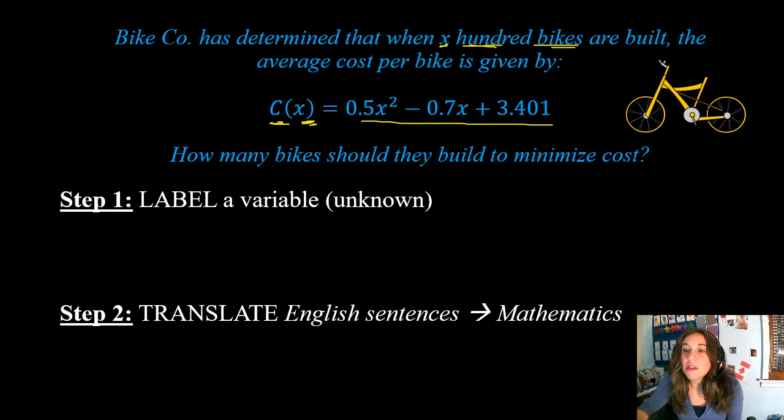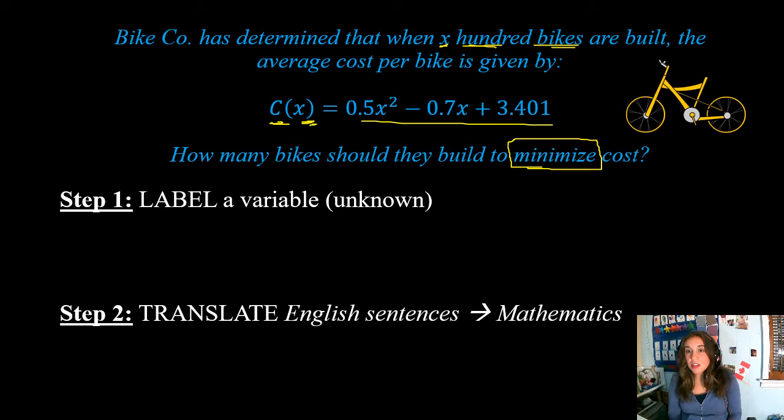How many bikes should they build to minimize cost? And that's really the key word that's going to tip us off to, oh yeah, vertex. Because we know the vertex of a parabola. Remember, the vertex is a point, which is why we have an x and a y coordinate for it. So it's either going to be a maximum or a minimum. It's that point in our parabola that is right in the middle. It's either the highest point if it's a maximum or the lowest point if it's a minimum.